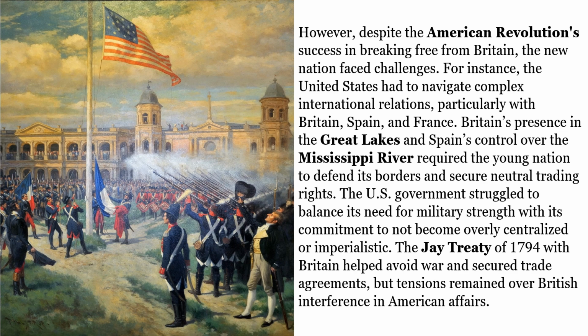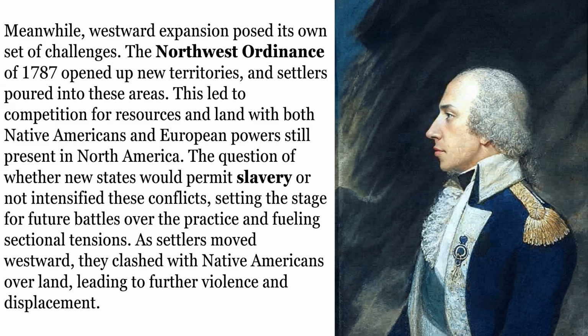For instance, the United States had to navigate complex international relations, particularly with Britain, Spain, and France. Britain's presence in the Great Lakes and Spain's control over the Mississippi River required the young nation to defend its borders and secure neutral trading rights. The U.S. government struggled to balance its need for military strength with its commitment to not become overly centralized or imperialistic. The Jay Treaty of 1794 with Britain helped avoid war and secured trade agreements. Tensions remained over British interference in American affairs.